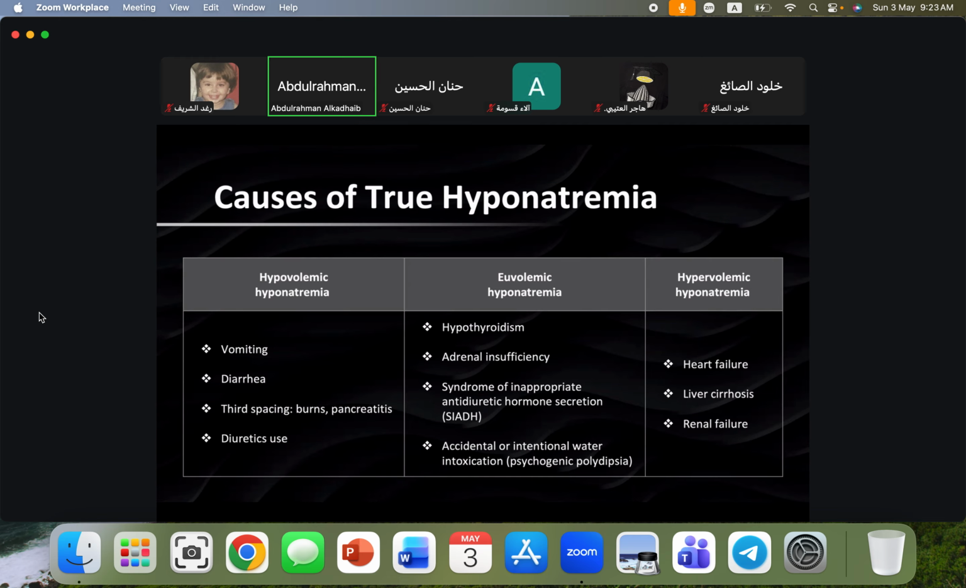And those kind of patients usually drink it without even feeling thirsty. And the last subtype, which is the hypervolemic hyponatremia, usually is caused by a failure of three main organs which regulate the body volume, which include either the heart or the liver or the kidney. So failure of those systems may cause, again, hypervolemia and hyponatremia as a result of the large body volume.